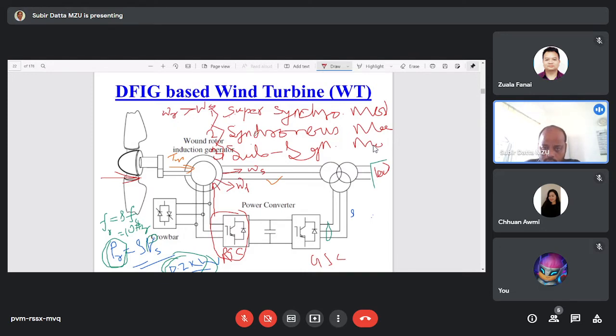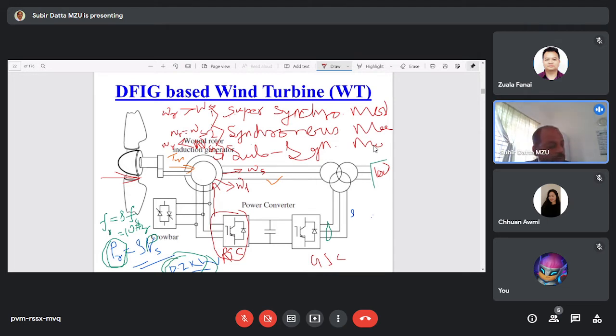Okay, and synchronous, when will we get the synchronous mode of operation? We will get the synchronous mode of operation if omega R and omega S are the same. Okay, then only we will get the synchronous mode of operation. And subsynchronous means omega R is less than omega S. Okay, so this DFIG based wind energy conversion system we can operate in 3 different modes.